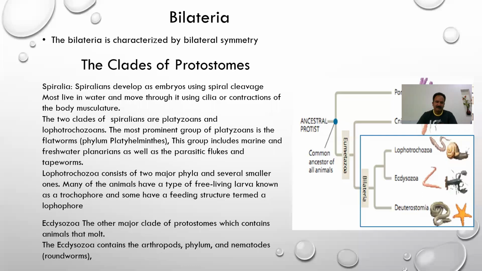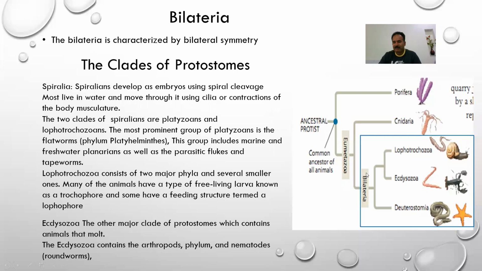Ecdysozoa, and in the next lecture we will study various aspects of Ecdysozoa. Bilateria consists of two groups, protostomes and deuterostomes. Among protostomes, we have Lophotrochozoa and Ecdysozoa, whereas deuterostomes are comparatively advanced animals and include echinoderms and chordates.